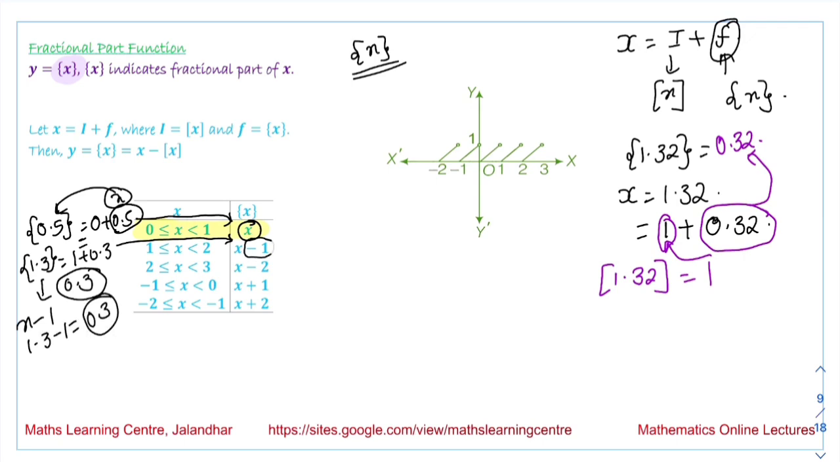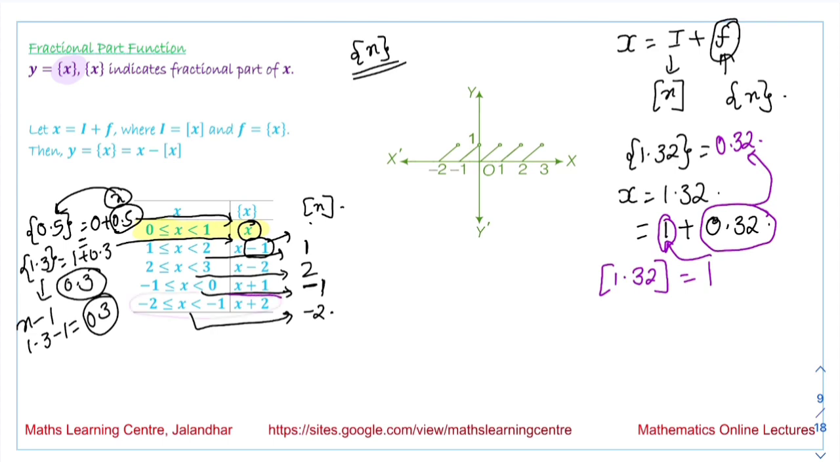This 1 we are saying, this is basically, when we are talking about the numbers over here, the greatest integer function for these numbers is 1. The greatest integer for these numbers is 2. The greatest integer for these numbers is minus 1. And the greatest integer for these numbers is minus 2. So we are getting the answers in this form.